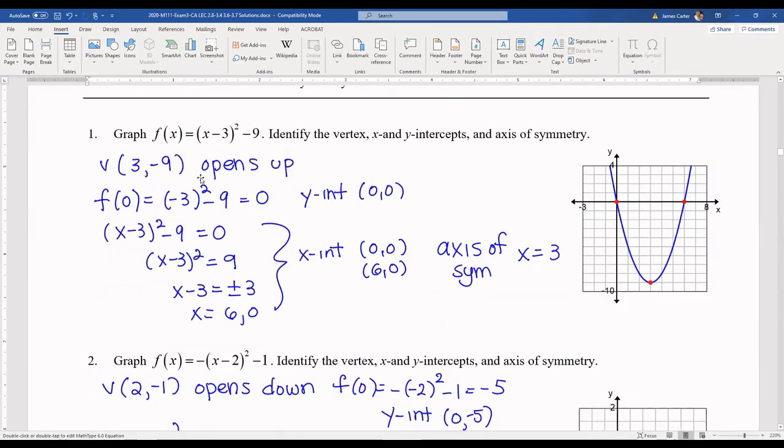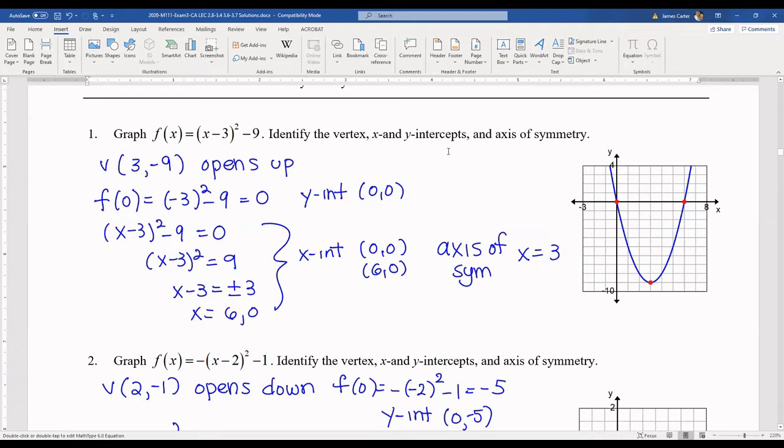Now, here's one. A is 1, so it's positive. The vertex is positive 3, negative 9, right down here. That's the line of symmetry. This opens up because A is positive.